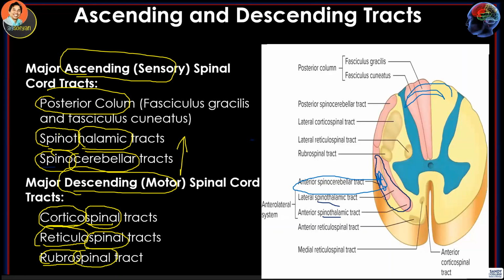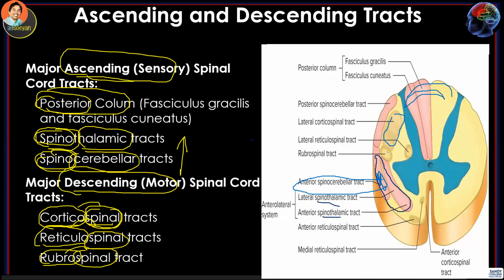So ascending tracts will start with spino, because this is the spinal cord. Except the posterior column. Okay, the posterior column, you have to know that all of it is going to be an ascending tract. For the descending tract, the name will tell you that spinal will be at the end. Okay, corticospinal, reticulospinal, or rubrospinal. So where are these descending tracts located? Okay, for the corticospinal tract, it's going to be located here. So this is the white matter area, and this is going to be for the descending tract.